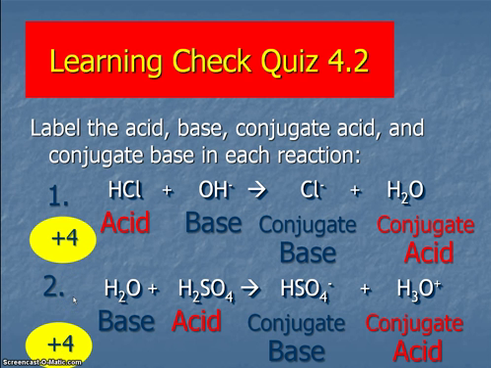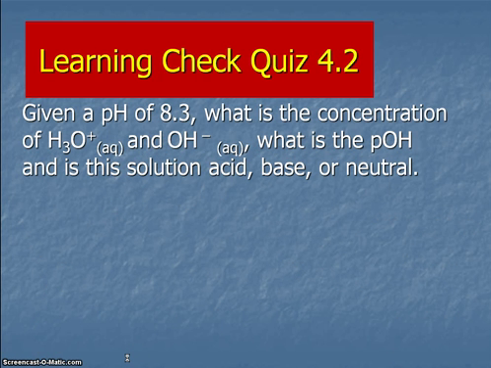We're going to go on to the second part of the quiz. Here we go. Given a pH of 8.3, what is the concentration of hydronium and hydroxide ion, and what is the pOH, and is the solution acid, base, or neutral? Go ahead and pause the video.